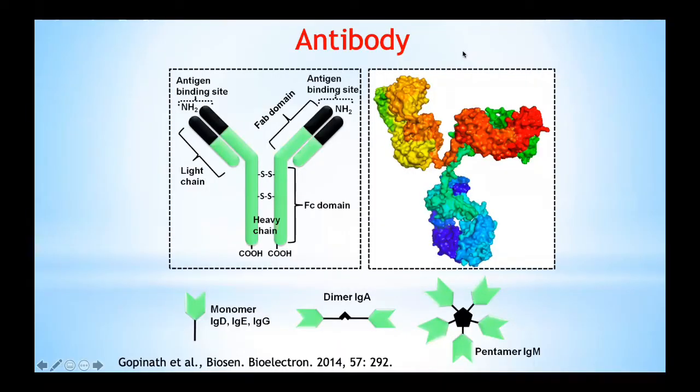Before we can proceed, we have to discuss antibody. This is the structure of antibody. This is an amine group where antigen will bind here. This is the carboxyl group site of the antibody structure, and this will be attached to the transducer.